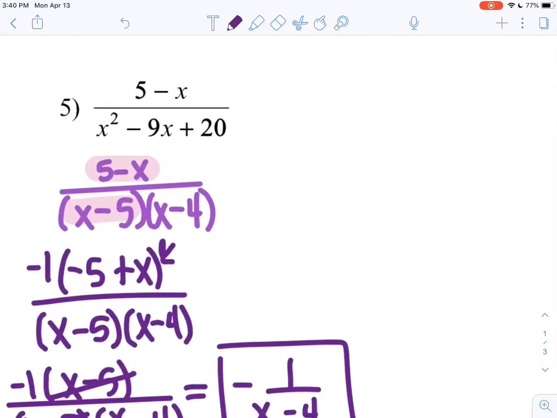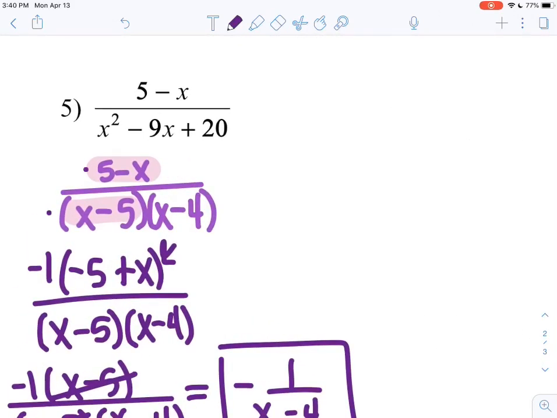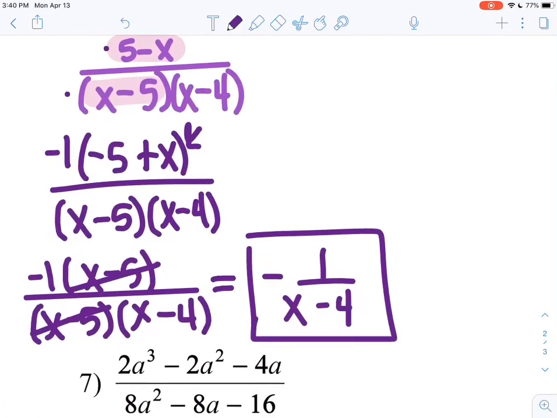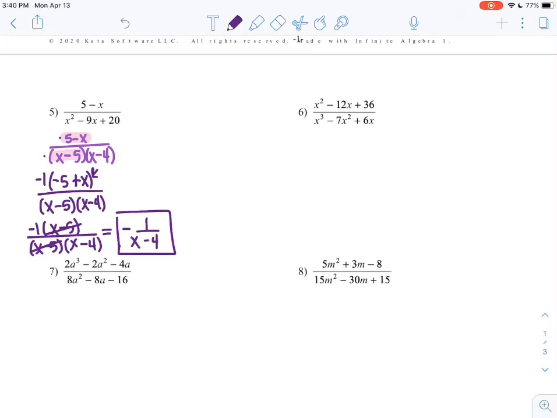Okay, again, I knew to do that because these were the same but opposite signs. So to change the signs, you take out a negative 1, and then they end up being the same thing. Okay?